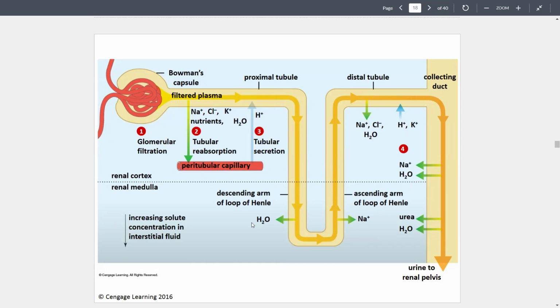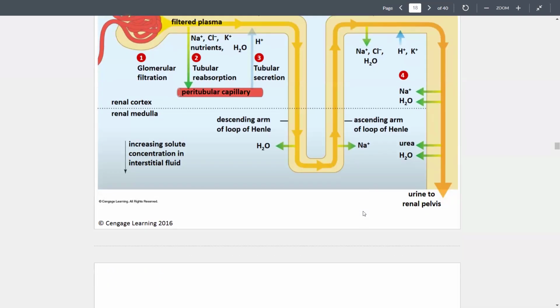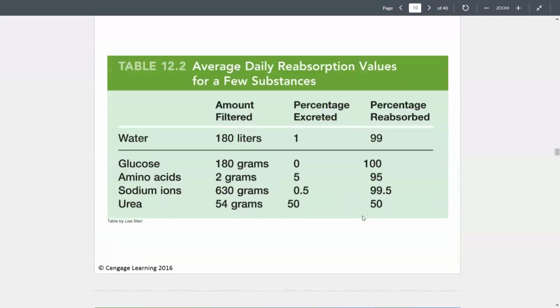H2O can return back to the blood in the descending loop of Henle, and then sodium returns. And then it keeps going through the distal tubule to the collecting duct. We're still part of the nephron. We're still deep in the kidney. But here, water can also return to the blood. So it's like fine-tuning, like how much urine do you need? And millions of little nephrons are doing this at the same time. And then it's going to be turned into urine.